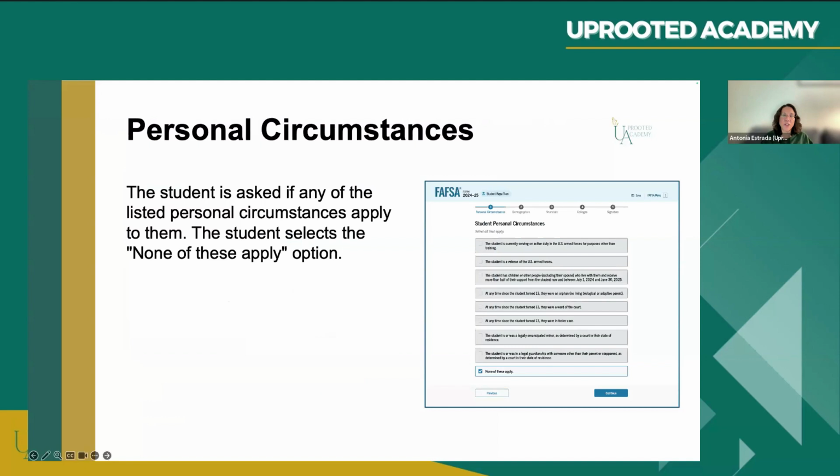Then the next question has to do with personal circumstances. The student is asked if any of the listed personal circumstances apply to them. Note that if the student answers yes to any one of these questions, they're going to be considered an independent student. But again, we're looking at it assuming we're a dependent student. And so we would select the none of these apply option. And you see that once that option is selected, all the other options are grayed out.